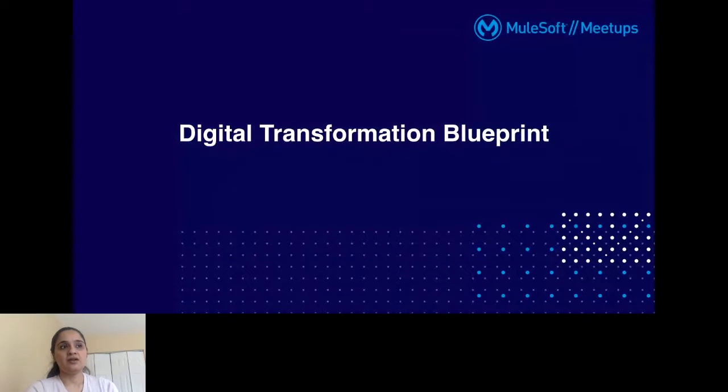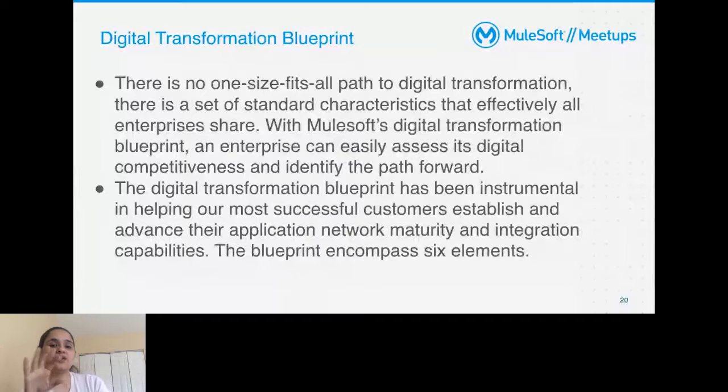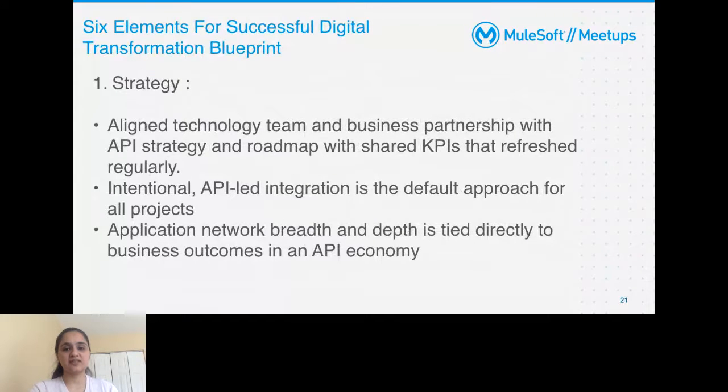So let's see about this. There is a blueprint defined by MuleSoft for digital transformation. This blueprint is not a one-size-fits-all path to digital transformation, but it has standard characteristics that effectively work for most enterprises. With MuleSoft's digital transformation blueprint, an enterprise can easily assess digital competitiveness and identify their path forward. This blueprint is completely instrumental in helping most of their customers establish and advance their application network maturity, and also the integration capabilities. So this blueprint has 6 main elements that we can see one by one.